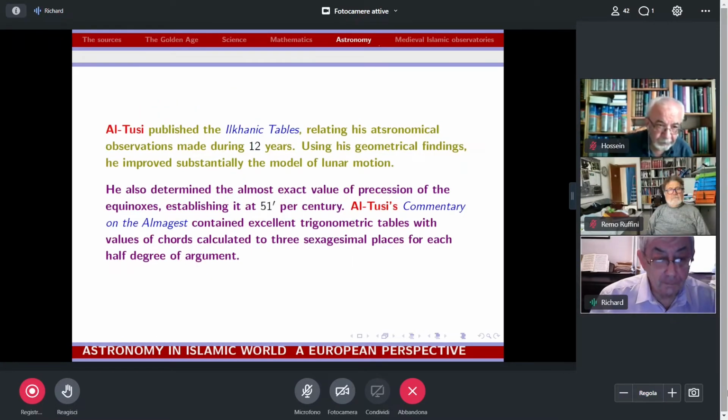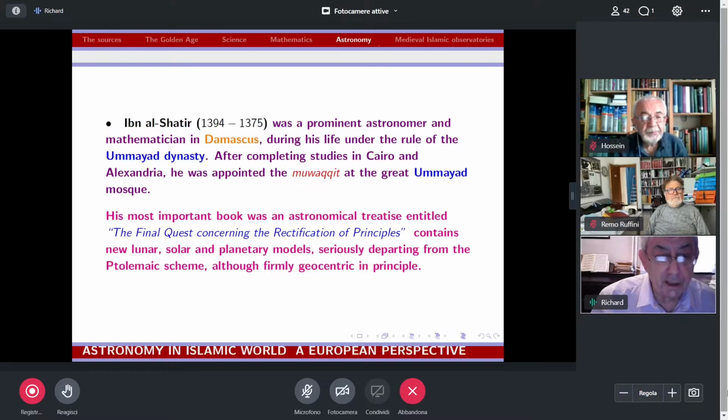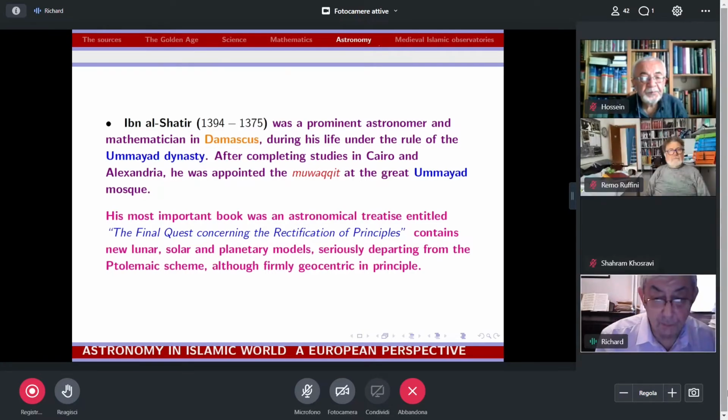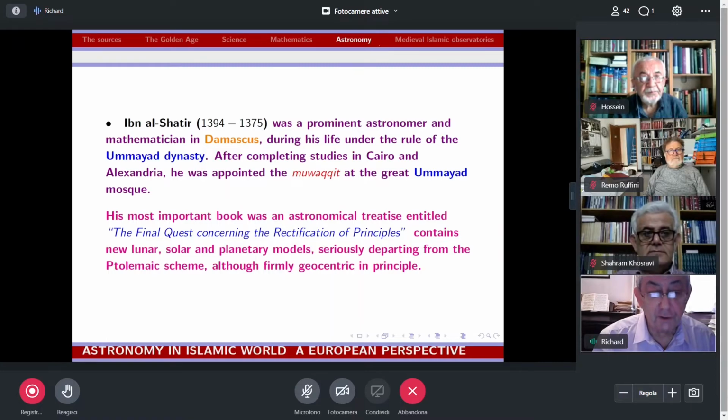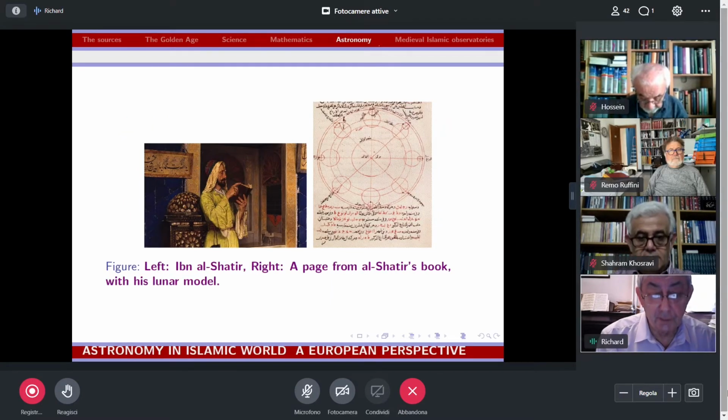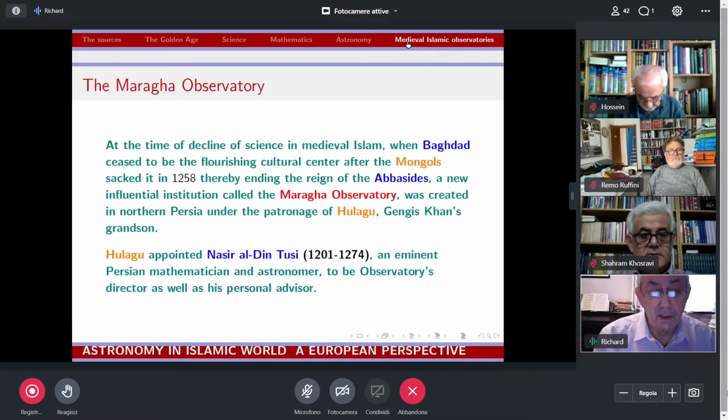And finally, I'll skip Ibn al-Shatir. This was the last prominent astronomer in Damascus, and he was known for his book, The Final Quest Concerning Rectification Principles, with new lunar, solar, and planetary models. Here is Ibn al-Shatir and one of his sons. And if I have 1 minute, I will discuss the 2 great observatories of the Islamic world.